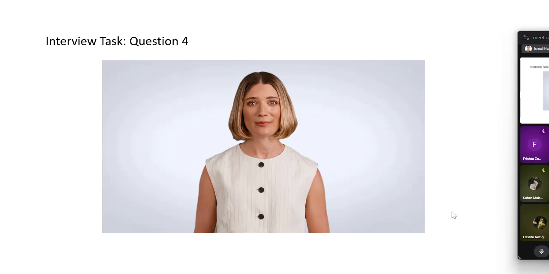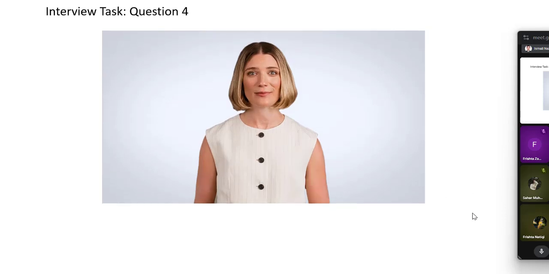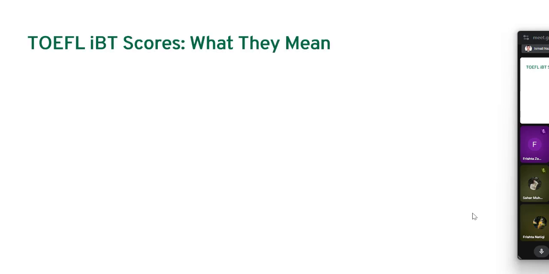So the fourth question is similar to what we have in question 3 and question 2, and similarly like that. So this is overall what we face on the speaking section. The listen and repeat. The second task was the take an interview task.